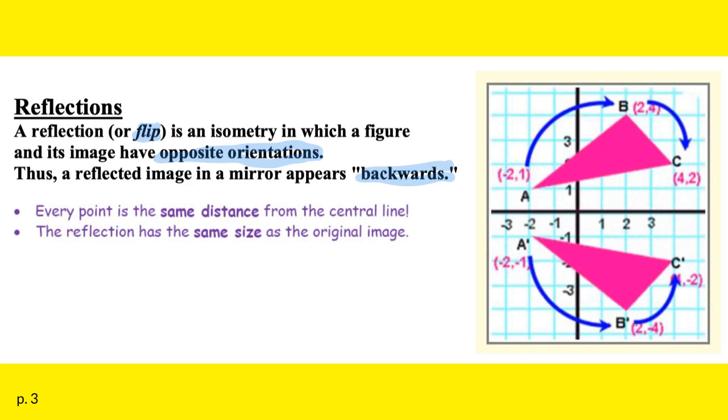Whenever we're creating reflections, we want to note that every point is the same distance from the central line. The central line is just telling us where we're reflecting from.